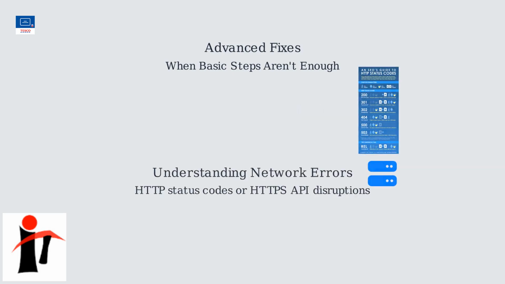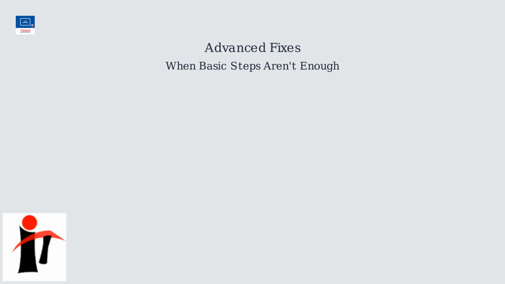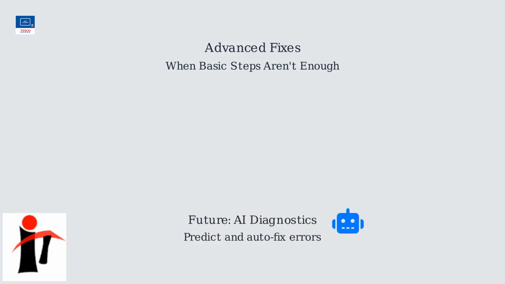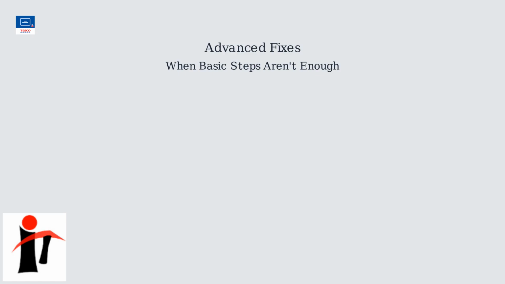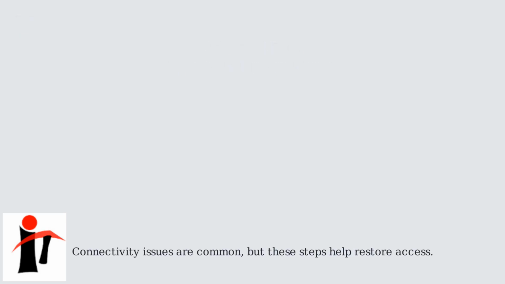Network errors often arise from HTTP status codes or disruptions in the app's HTTPS API communication. Tesco is working on AI-driven diagnostics to predict and auto-fix errors, but for now, these manual steps are your best bet. Remember, connectivity issues are common, but with these fixes, you should be able to get back to using your Clubcard app in no time.